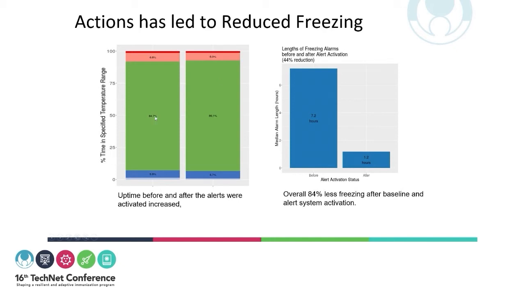Look at this in terms of the freezing: uptime has been increased from 84 to 86.7%. And this is because of the introduction of the RHM. But also, if you look at the freezing alarms, it has been reduced from 7.2 hours before we introduced the RHM to 1.2 hours only after the introduction and activation of the alarm system in our health facilities.